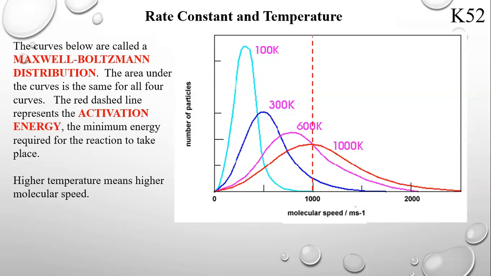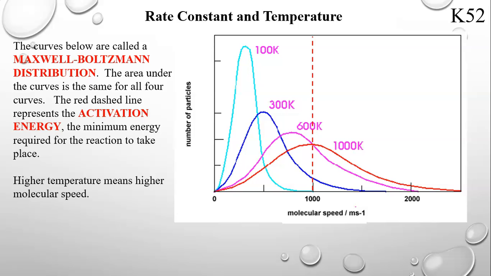Okay, the curves below are called a Maxwell-Boltzmann distribution. The area under the curves is the same for all four curves. The red dashed line represents the activation energy, the minimum energy required for the reaction to take place. Higher temperature means higher molecular speed. So take a look at this.